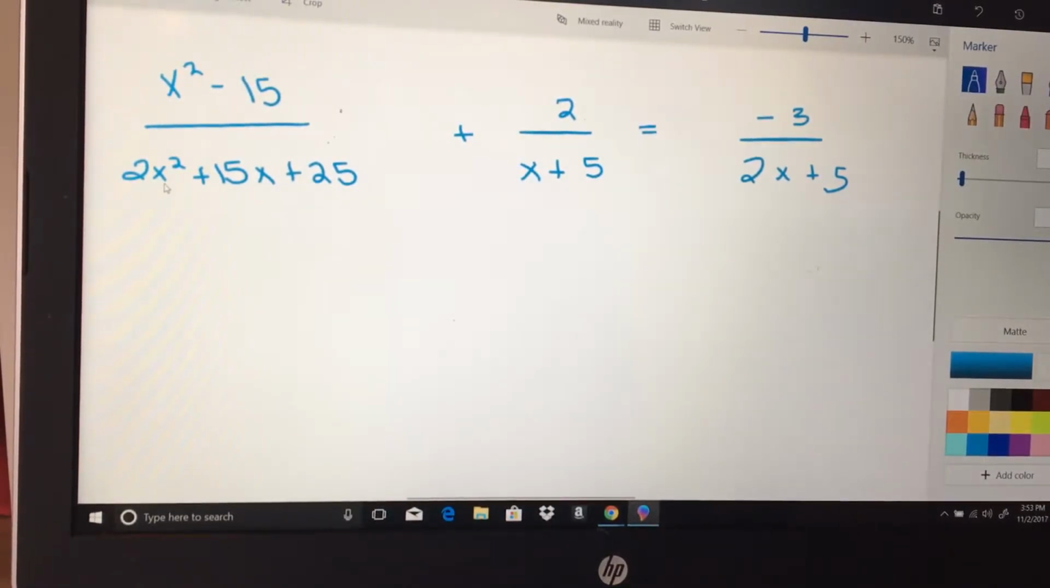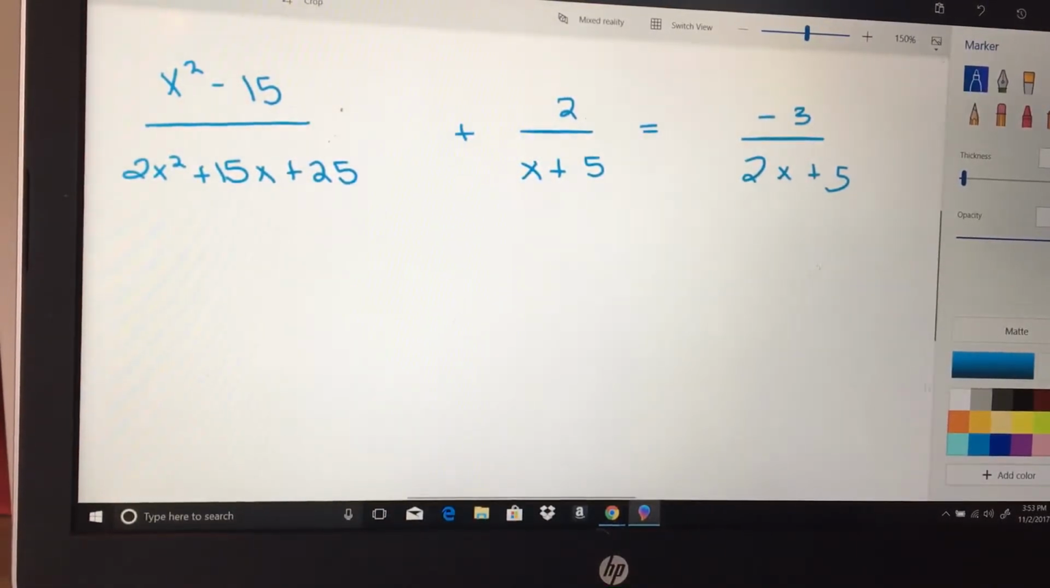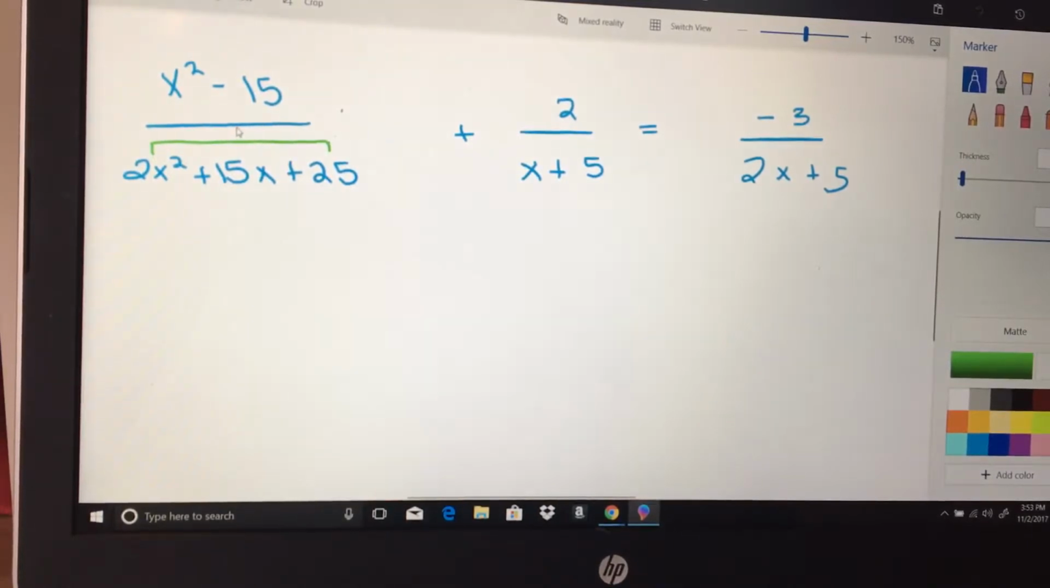So we have 2x squared plus 15x plus 25. This is not a monic trinomial, it's a general trinomial, so I need to factor using a different method. I'm going to take 2 times 25, which is 50, and use the mistake method here. I'm going to say, what multiplies to 50 and adds to 15?